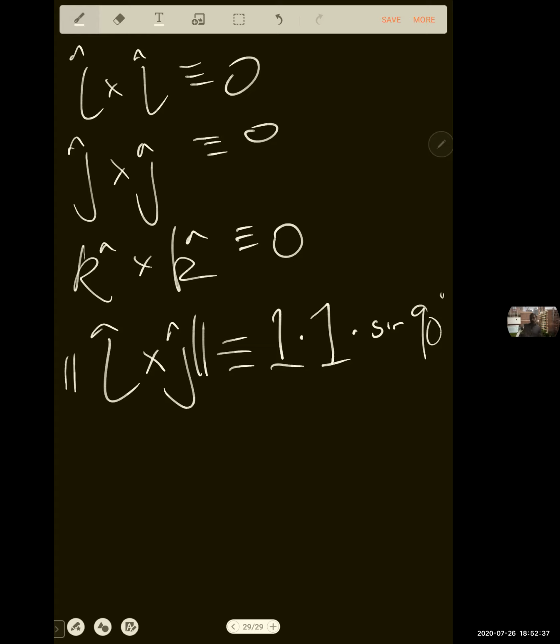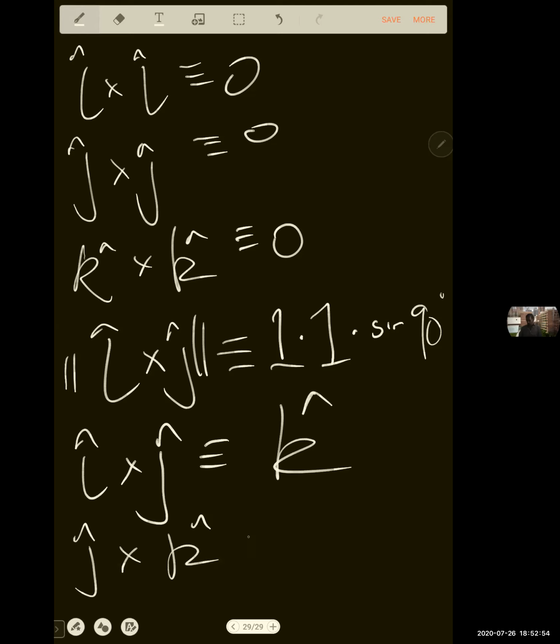I have no idea. Yes, I do. Right-hand rule. If I put my fingers along i and curl them towards j, where's my thumb going to point? Along k, positive k to be specific, right? In other words, i hat cross j hat equals k hat. j hat cross k hat equals i hat.